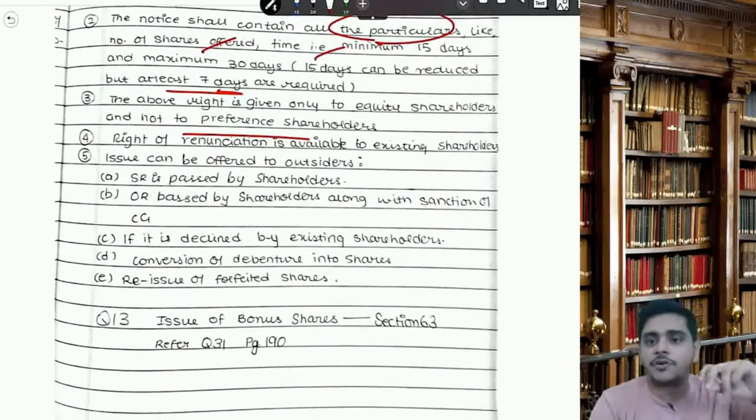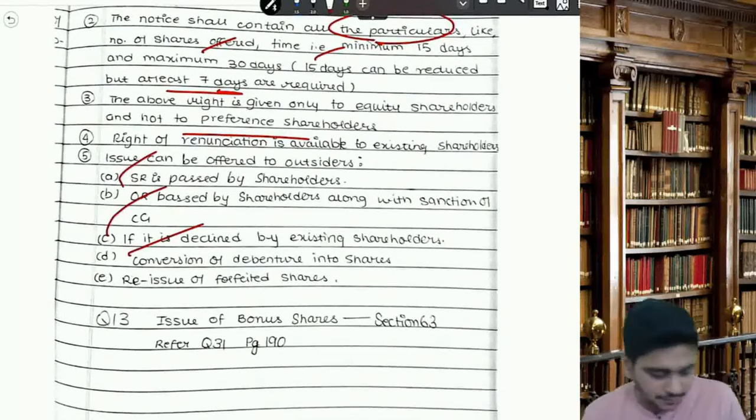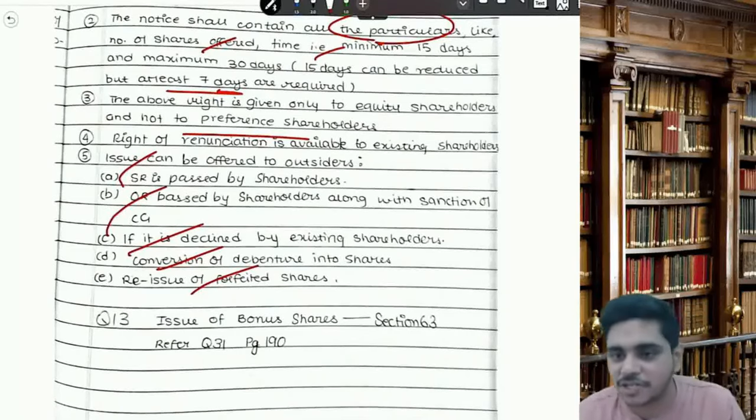However, issue can be offered to outsiders if SR is passed by the shareholder, OR is passed and CJ approval is taken. If it is declined by the existing shareholders, conversion of debenture into shares and reissue of forfeited share. In this case, you can directly offer to outsiders, not going to the existing shareholders.